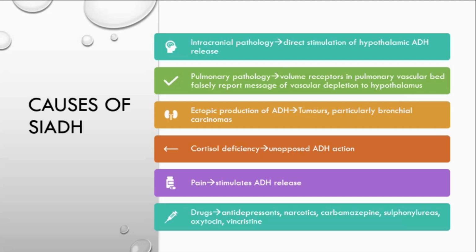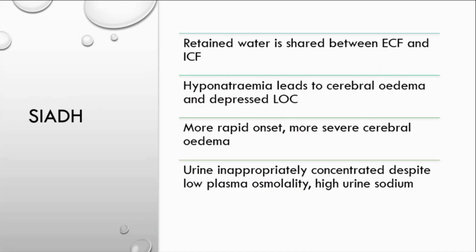You can also have ectopic production of ADH, such as tumors, particularly bronchial carcinomas, and then cortisol deficiency, because then you have an unopposed ADH action. And then pain can also stimulate ADH release, as well as drugs: antidepressants, narcotics, carbamazepine, sulfonylureas, oxytocin, and vincristine. So all of those things. There are so many things that can cause SIADH, and a lot of these are things we see very frequently that our patients often have. So it's important to think about.